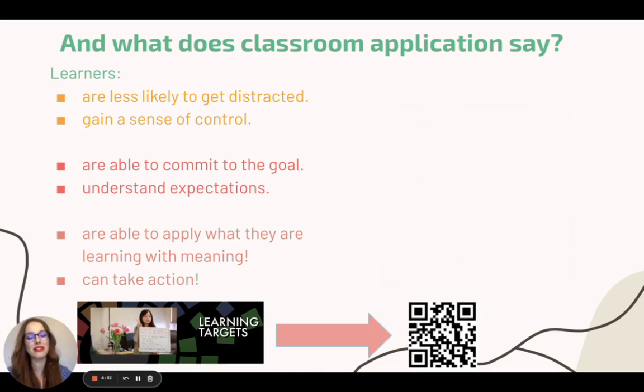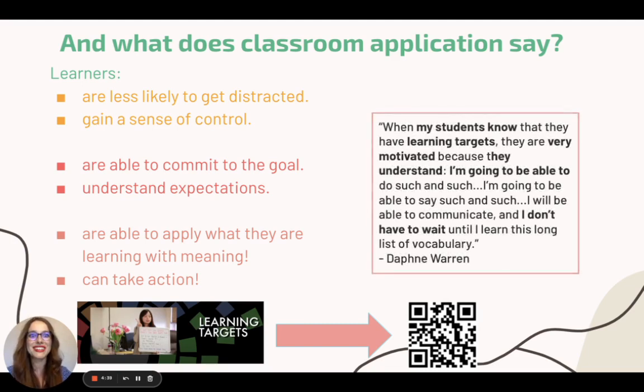They don't have the benefit of the background time that we did. So let's set a goal. Let's communicate that to them. Learners are able to apply what they're learning with meaning, and learners can take action.